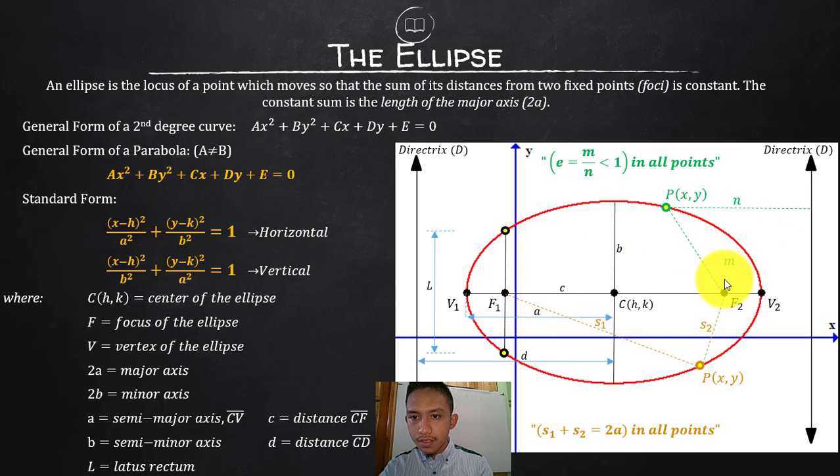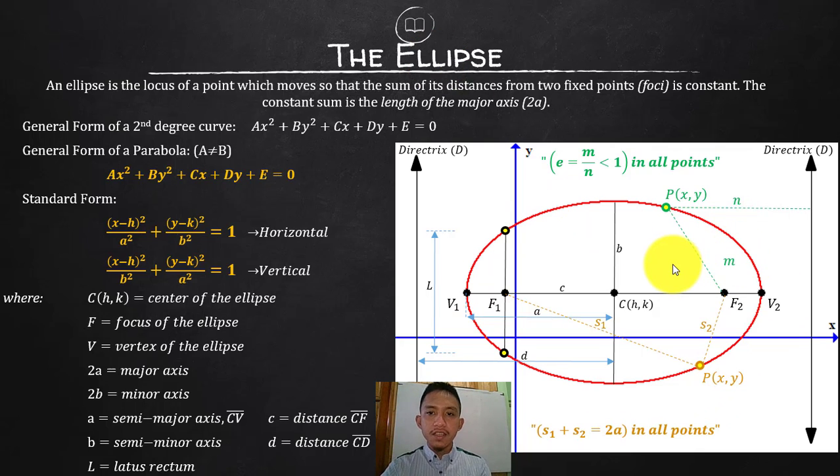M is always less than n. So if you divide that, the ratio is distance to focus over distance to directrix, that is our eccentricity. Distance to focus is m, distance to directrix is n. If m is always smaller than n, you will end up with a value smaller than 1. That is true only for the ellipse, among your conics, for any point.